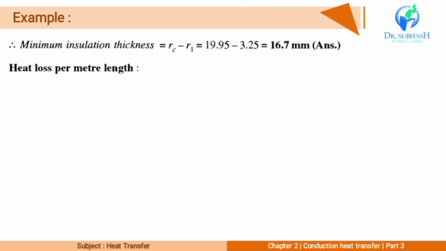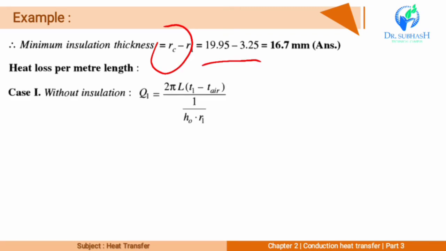So that minimum insulation thickness, that is Rc minus R1, is equal to 19.95 minus 3.25, that is equal to 16.7 mm. That is our first answer. Now let us calculate the heat loss per meter length. We can solve this by two cases. Case number 1 without insulation, and case number 2 with insulation when critical radius or critical thickness is used.